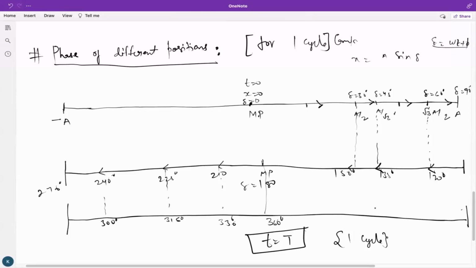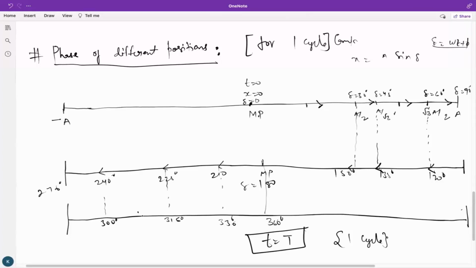When our phase is varying from 0 to 90, our velocity is positive and our particle is moving right toward the mean position. When our phase is varying from 90 to 270 degrees, our particle is moving in the left direction. It will be clear to all of you through this figure. And when our phase is varying from 270 to 360 degrees, that means for one complete cycle, our particle is moving in the right direction.